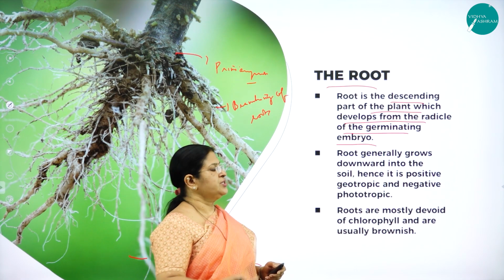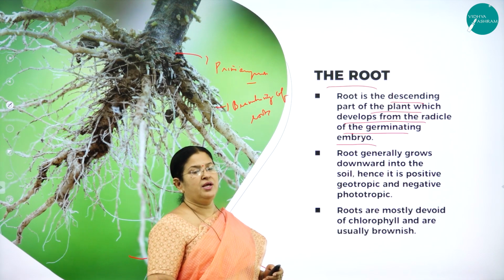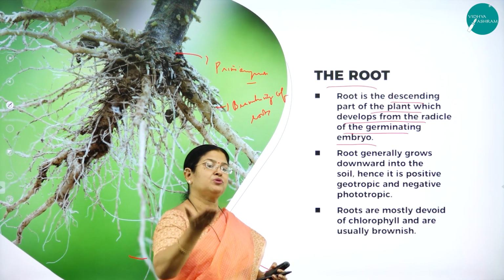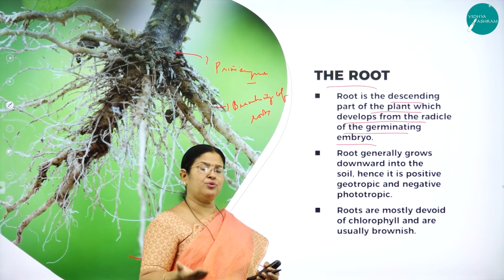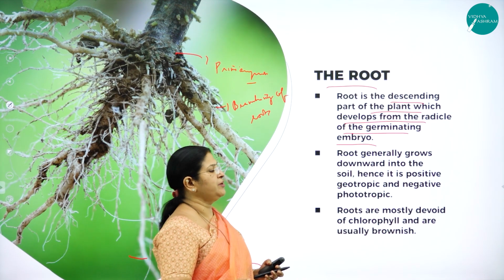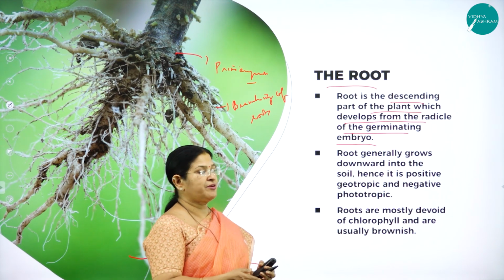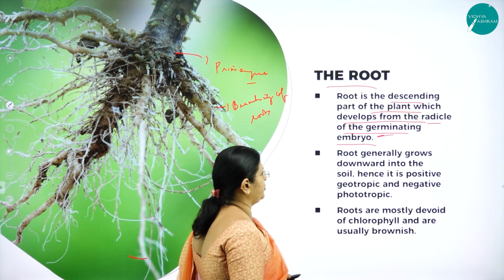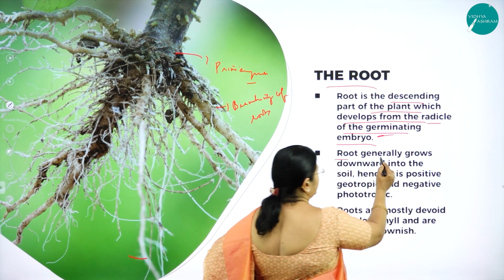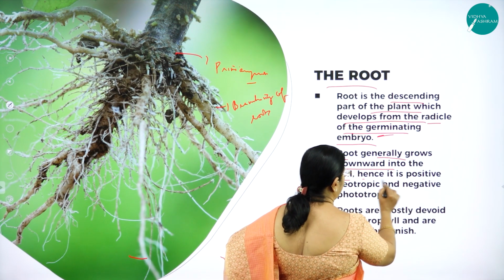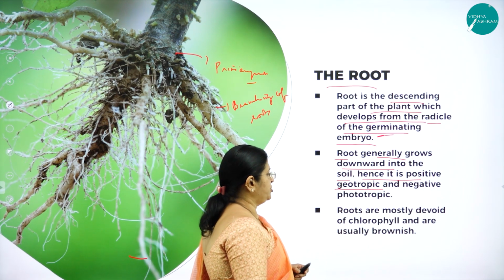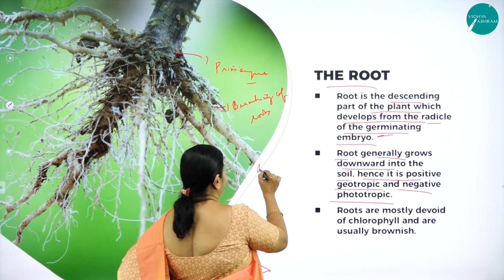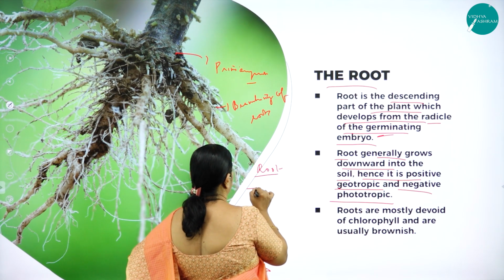From downwards. So it is always below the soil. Whereas the shoot system is the ascending part of the plant body, that is, which is above the soil, and root is always the descending part of a plant body that develops from where? As I said, it develops from the radicle of the germinating embryo. And as I said, root generally grows downwards into the soil, hence it is positively geotropic and negatively phototropic. As I said, root is what?